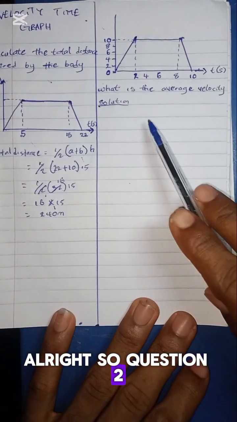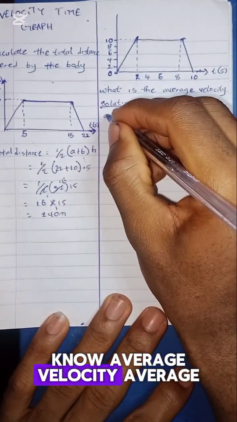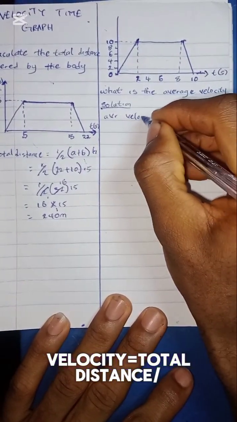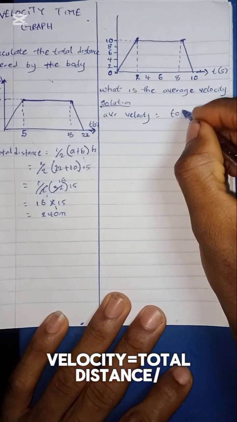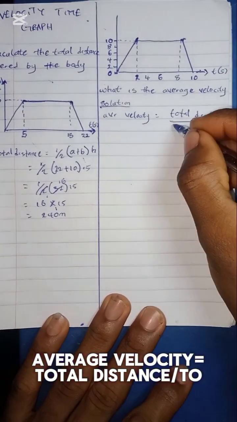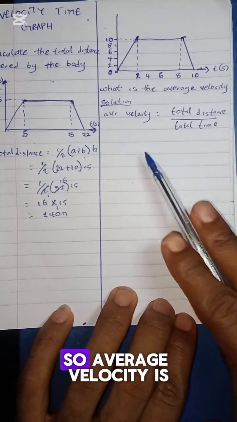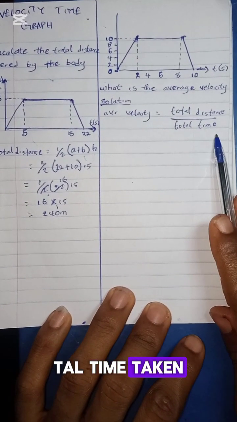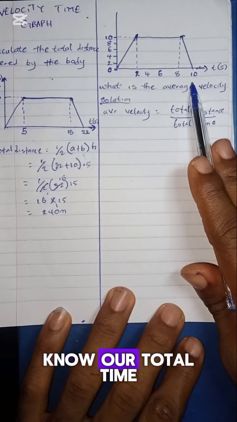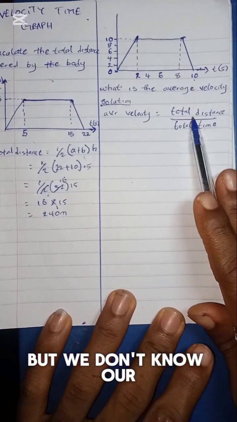Alright, so question 2 said, what is the average velocity? Okay, so you need to know average velocity. Average velocity is total distance over total time taken. So over here we know our total time taken is 10 seconds, right? But we don't know our total distance.